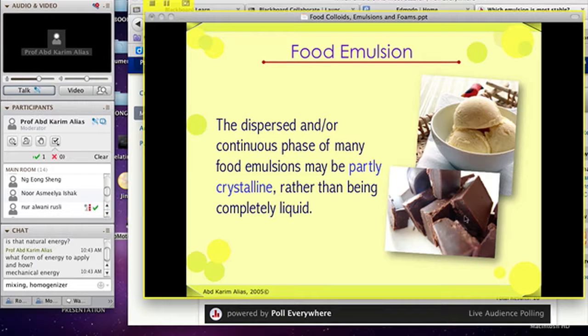Similarly, in chocolate, the butter fat also can crystallize. Initially, chocolate starts in the liquid form. But when the chocolate is solidified, the butter fat in the chocolate will start to crystallize and form a solid phase. So the butter fat in the chocolate is in the continuous phase and can form a crystalline phase in the product.